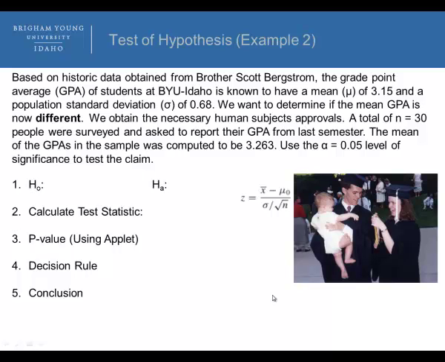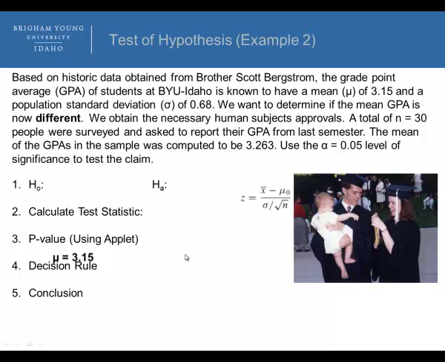Okay, so based on historic data obtained from Brother Birch, the GPA of students at BYU Idaho is known to have a mean of 3.15 and a population standard deviation of 0.68. We want to determine if the mean GPA is now different. A total of n equal to 30 people were surveyed and asked to report their GPA from last semester. The mean of the GPAs in the sample was computed to be 3.263. Use alpha equal to 0.05 level of significance to test the claim.